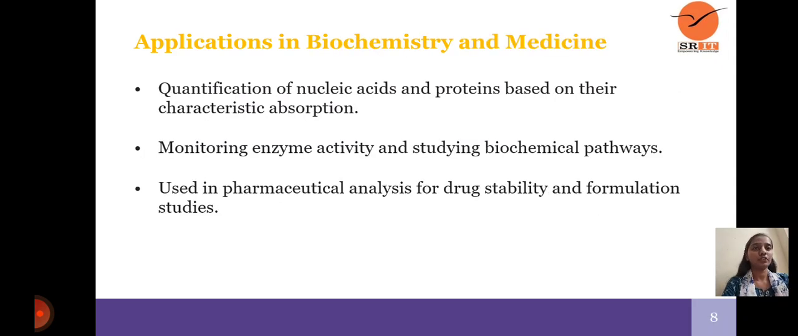UV visible spectroscopy applications in biochemistry and medicine. Quantification of nucleic acids and proteins based on their characteristic absorption. Monitoring enzyme activity and studying biochemical pathways. Used in pharmaceutical analysis for drug stability and formulation studies.